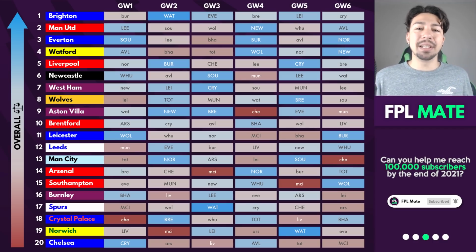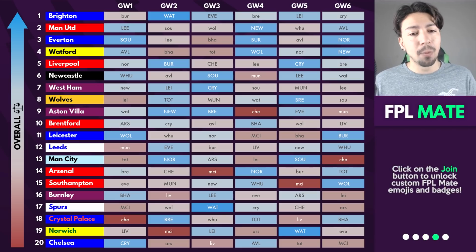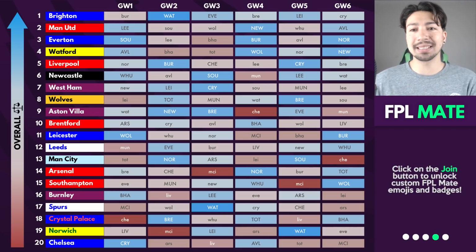This table is not that useful because, for example, let's take a team like West Ham. West Ham have a really strong attack. You know that when you play West Ham, they're probably going to score against you.